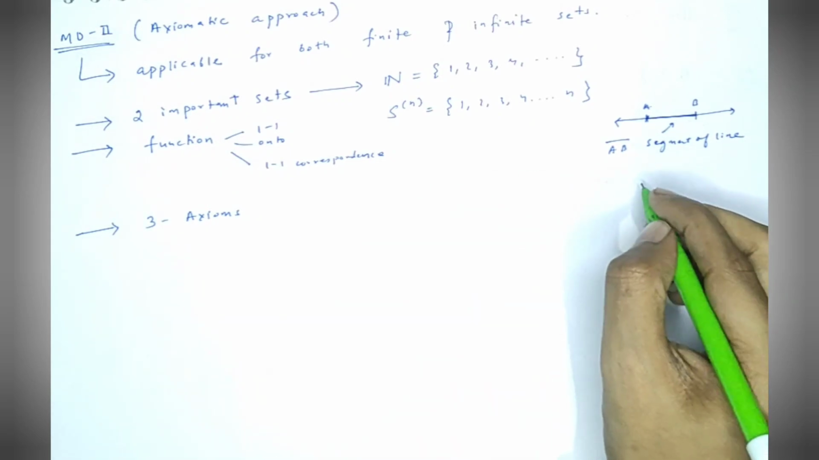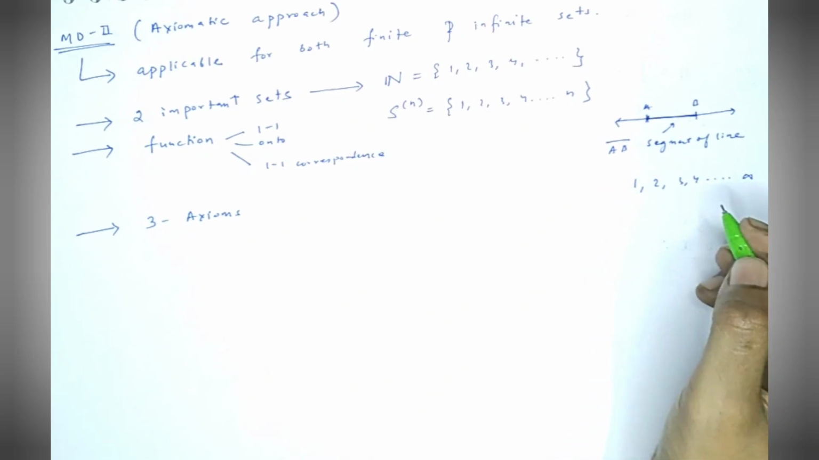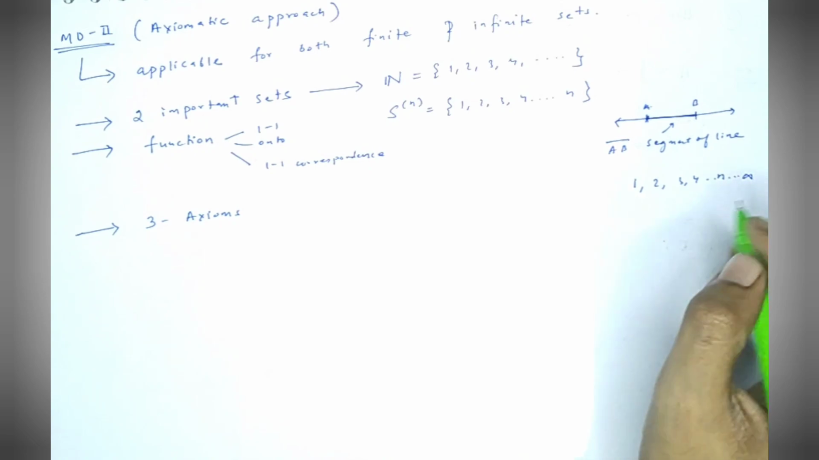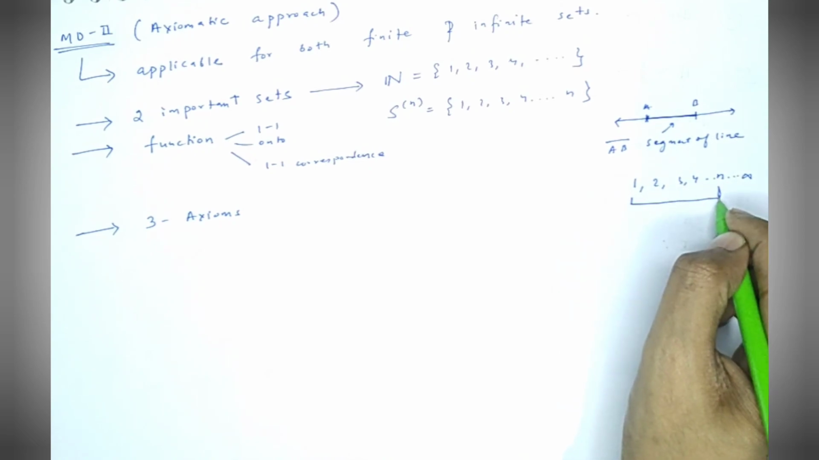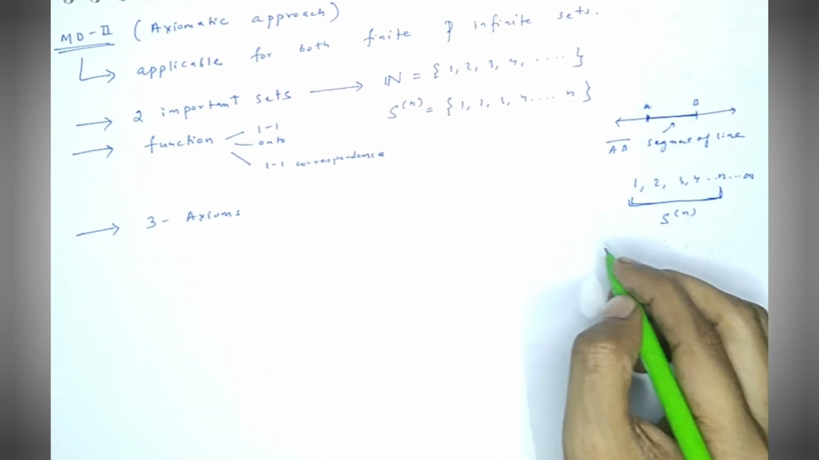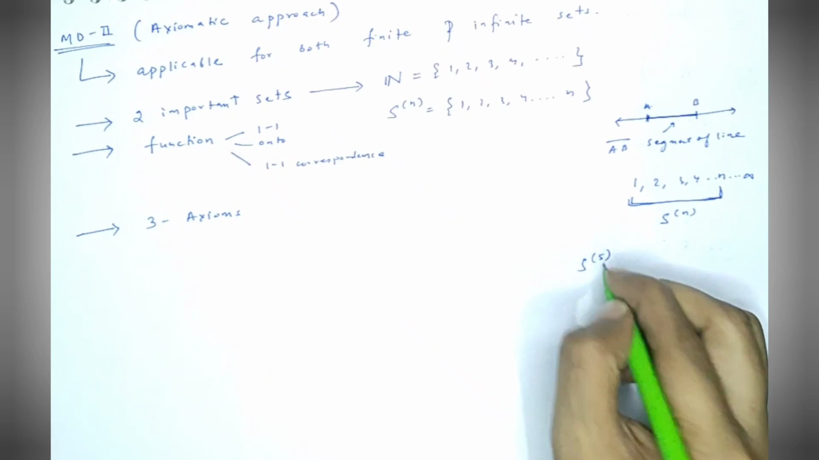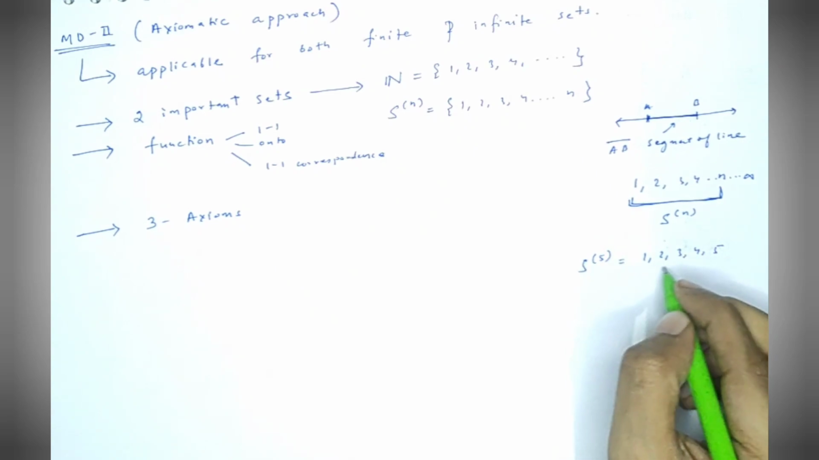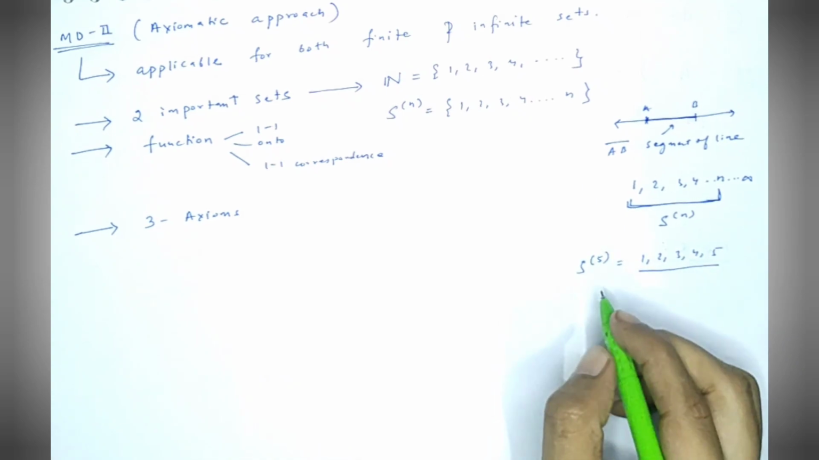Similarly, if you have the set of infinite natural numbers 1, 2, 3, 4 till infinity, then the initial segment of natural numbers, for example here n, means the first n natural numbers. This segment of natural numbers is called Sn. This is called the initial segment of natural numbers. For instance, if I say the first 5 natural numbers, S5 is 1, 2, 3, 4 and 5, this is the initial segment of natural numbers.